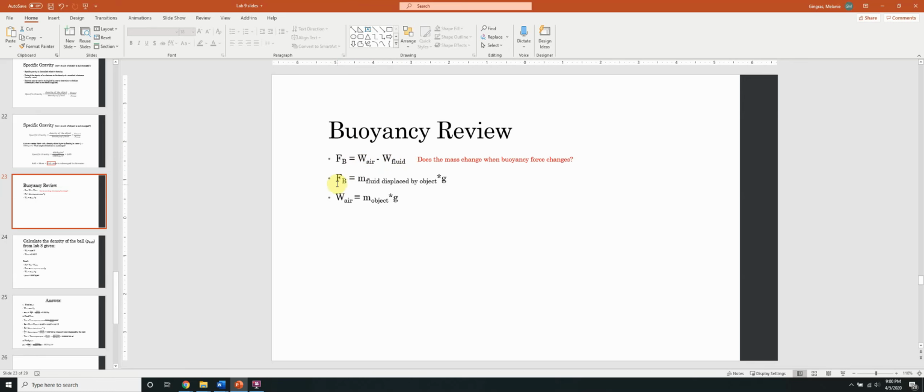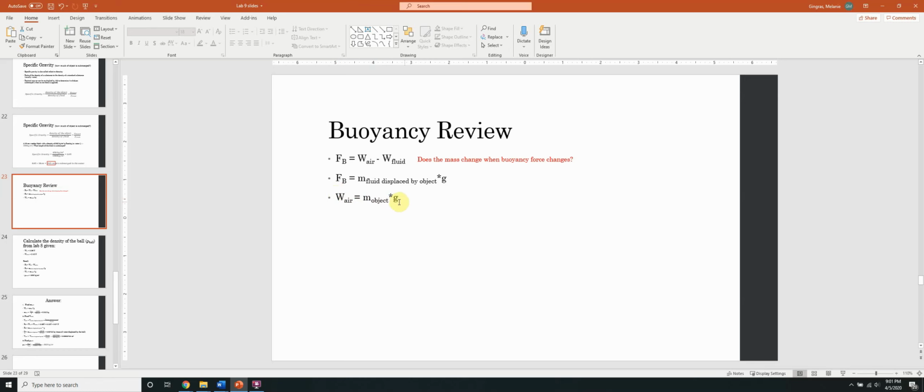Then we also talked about, and this was the first thing that we discussed in the pre-lab last week, that buoyancy force is equal to the mass of the fluid that's been displaced times gravity. So essentially, it's the weight of that fluid that's been displaced. And another thing that we talked about in the pre-lab last week was that the weight of an object in air is of course equal to the mass of the object times gravity.